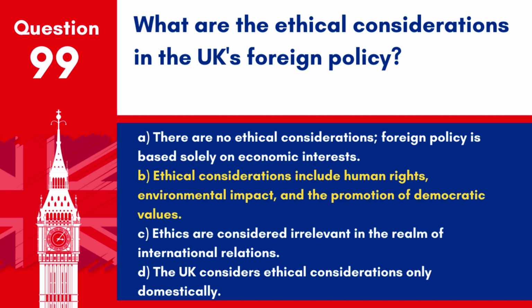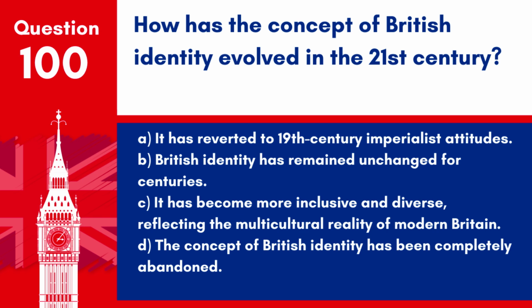Answer: B. Ethical considerations include human rights, environmental impact, and the promotion of democratic values. The UK's foreign policy is often shaped by ethical considerations, aiming to reflect values such as human rights protection, environmental stewardship, and the support for democracy. Question 100. How has the concept of British identity evolved in the 21st century?